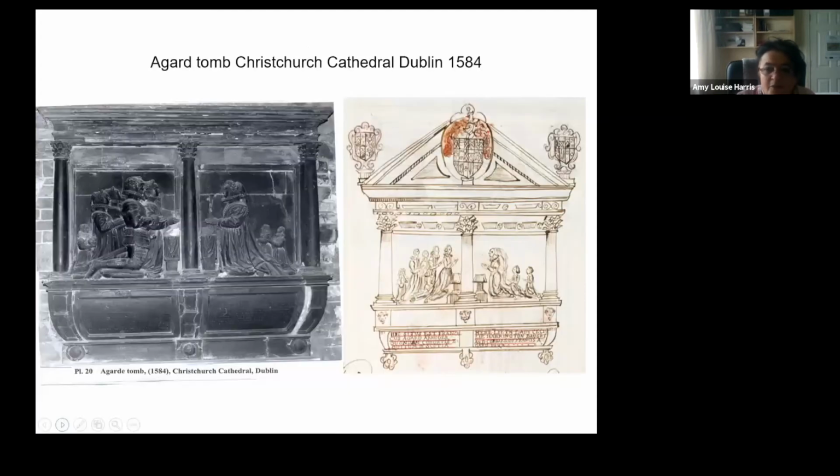Another example would be the surviving Agard monument dating to 1584 in Christchurch Cathedral, Dublin. Unfortunately, the heraldry no longer exists, but Dingley sketches it, and as you can see, it's a good copy of the monument.